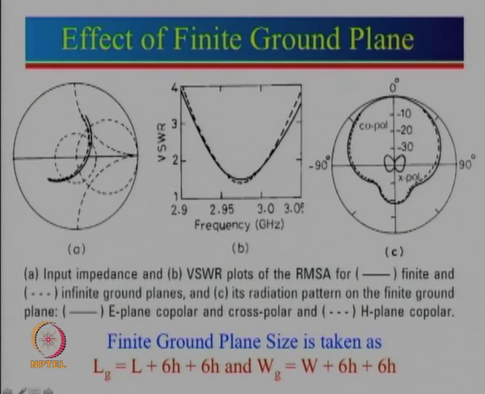So, this is the impedance plot for infinite ground plane and finite ground plane. You can see that the two results are pretty close to each other. Even for VSWR and resonance frequency, the effect is almost negligible whether you take an infinite or a finite ground plane. However, there is a difference in the radiation pattern.